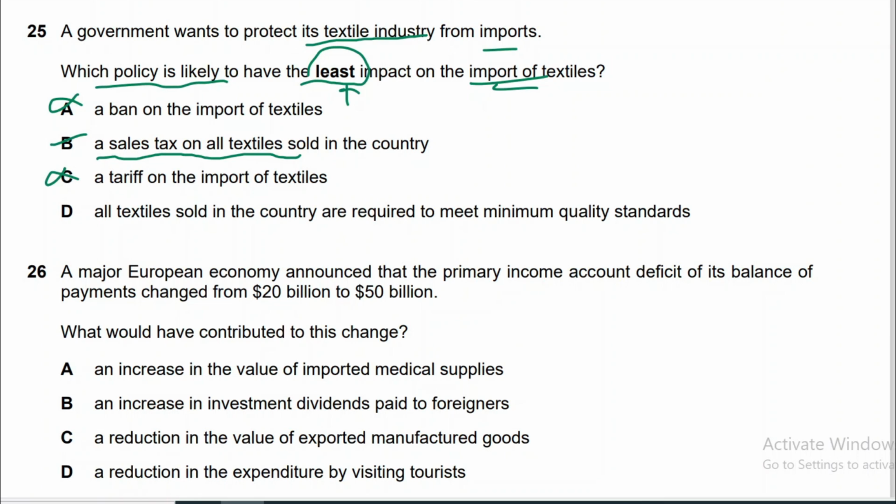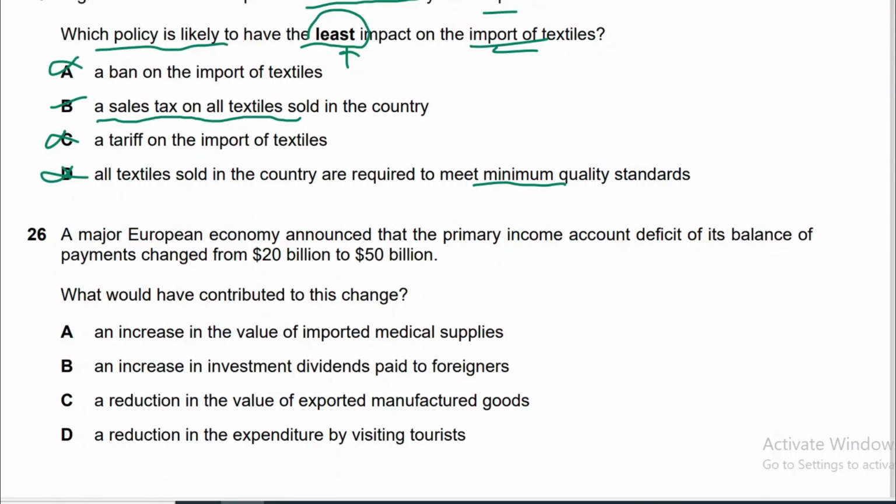And option D is that all textiles sold in the country are required to meet minimum quality standards. But this is not something that will impact the volume of imports. If we meet the minimum quality standards, then it means that people are more sure about the quality, so they will continue importing goods. So option D is also incorrect.